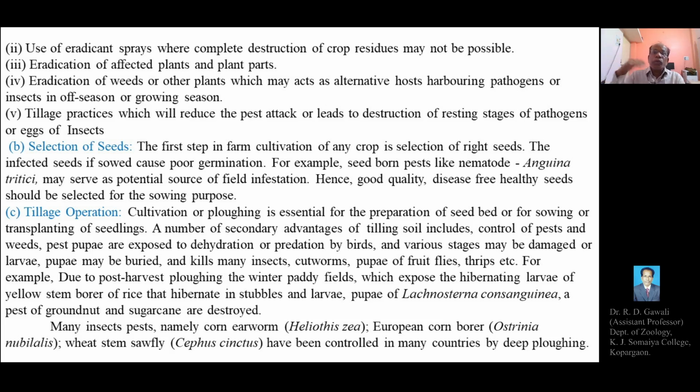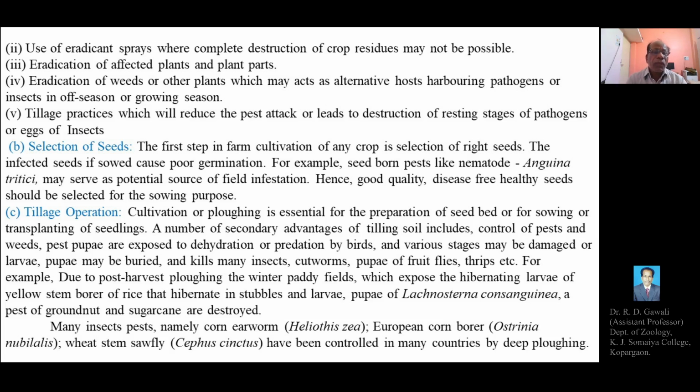So, due to post-harvest ploughing in the winter months, the paddy fields expose the hibernating larvae of yellow stem borer of the rice that get exposed to the surface, which are hibernating in stubbles, and also the larvae and pupae of Lachnosterna consanguinea, a pest of groundnut and sugarcane, are also destroyed due to the post-harvest ploughing.